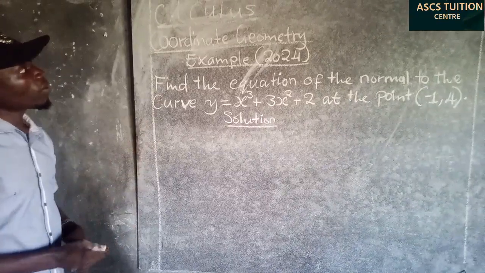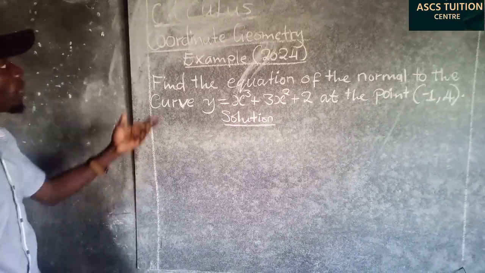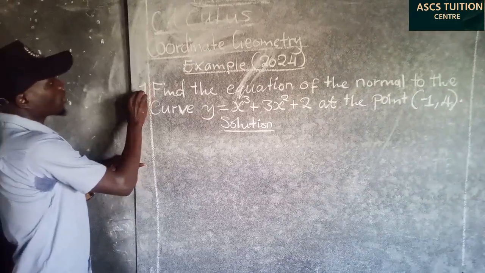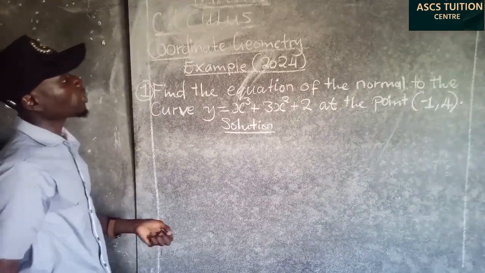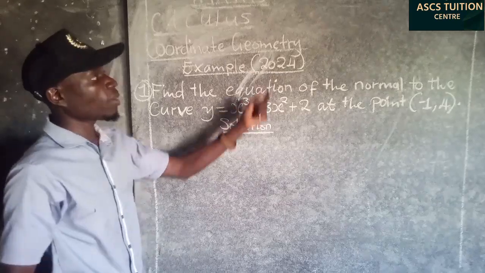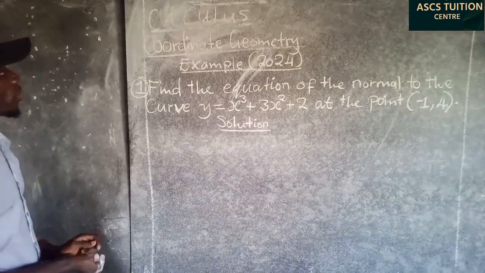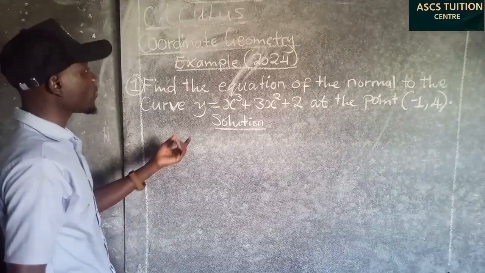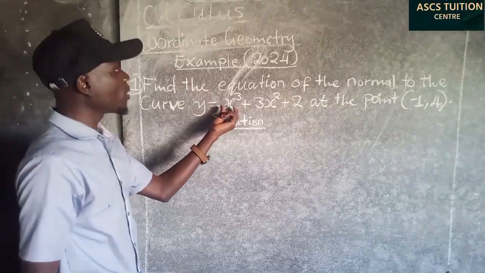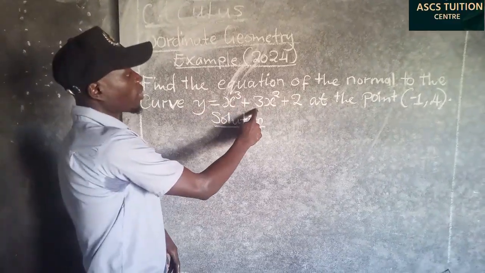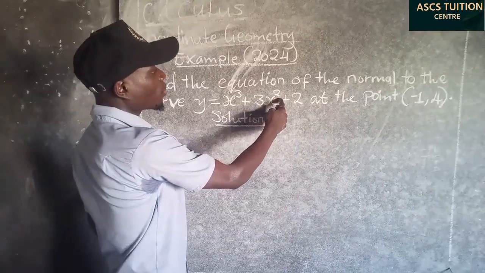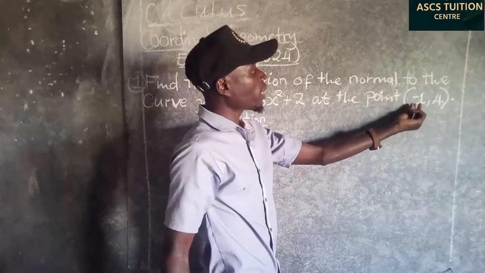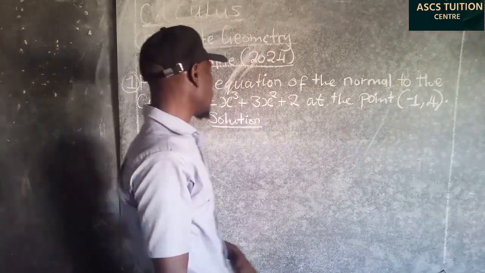Okay, so without wasting much of the time, if you look at the board, we have this example, which is example number 1. And this question is coming from the 2024 internal exam. So the question is saying find the equation of the normal to the curve y is equal to x raised to the power of 3 plus 3x raised to the power of 2 plus 2 at the point (-2, 4).